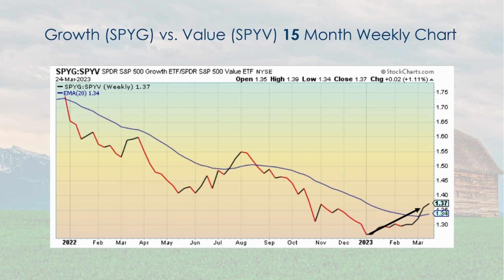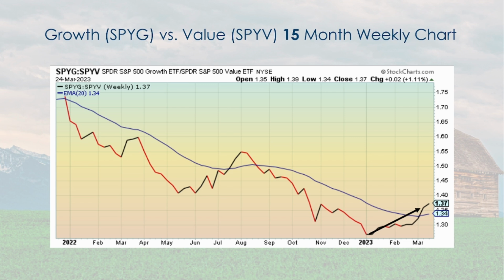When we put the growth stocks as a numerator, value stocks as denominator, and develop a ratio, this chart is a ratio. It plots the ratio between those two. When it goes down, it favors value. When it goes up, it favors growth. So for the last 15 months, generally speaking, it's been in a downward trajectory.